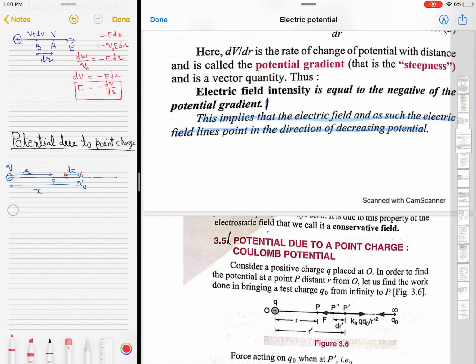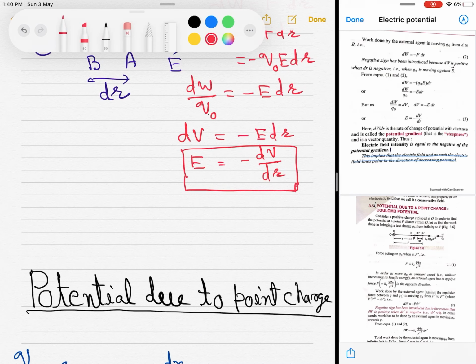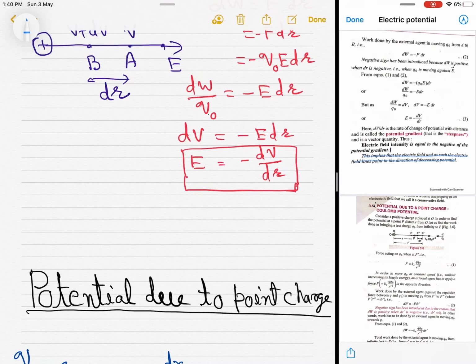Means as we go away from a positive charge, the electric potential will decrease, and as we go away from a negative charge, electric potential will increase.